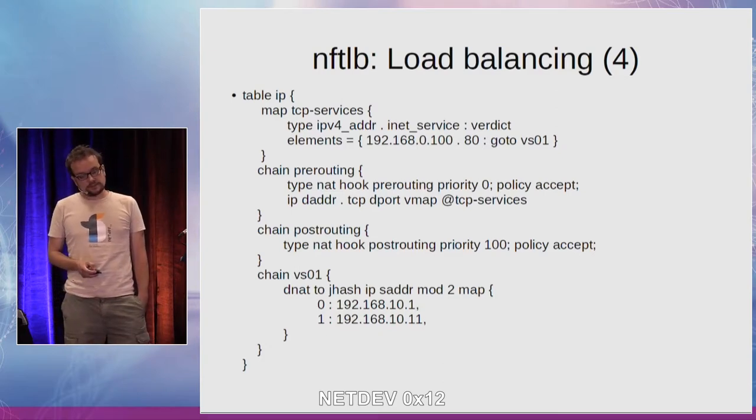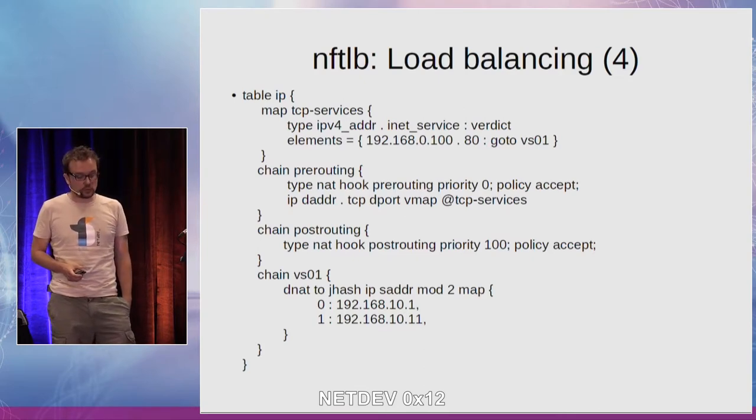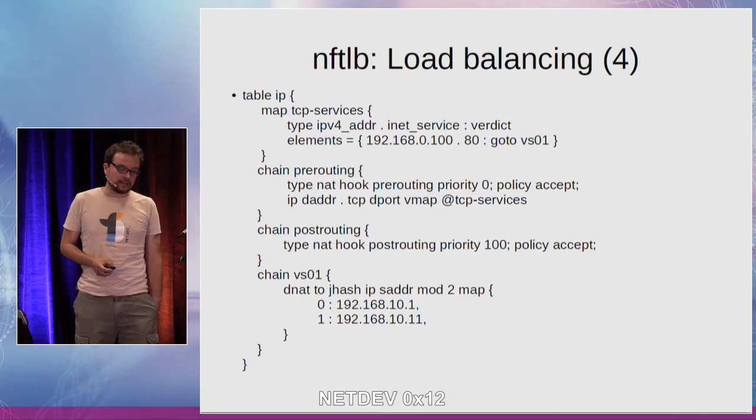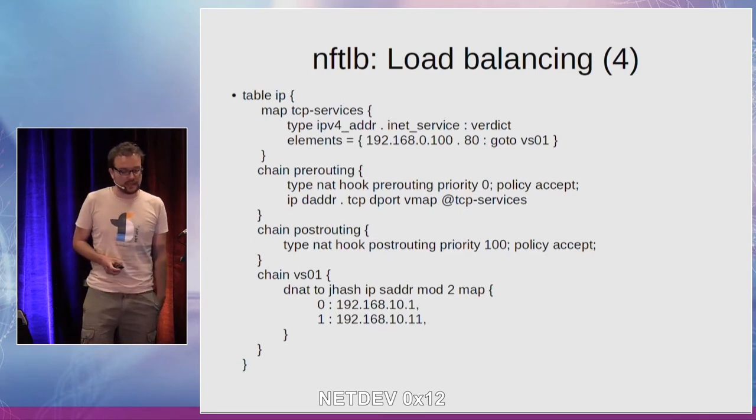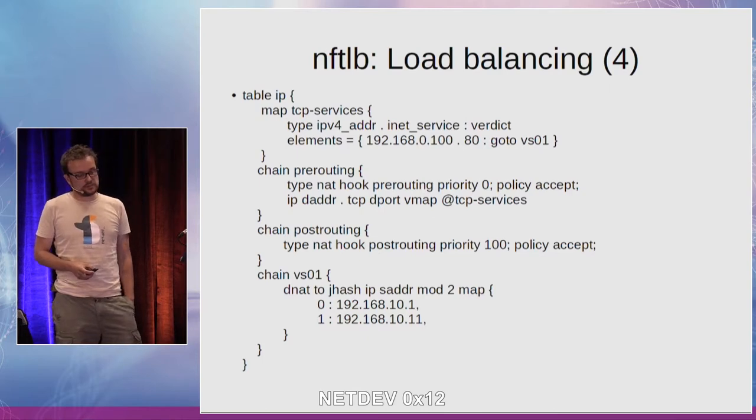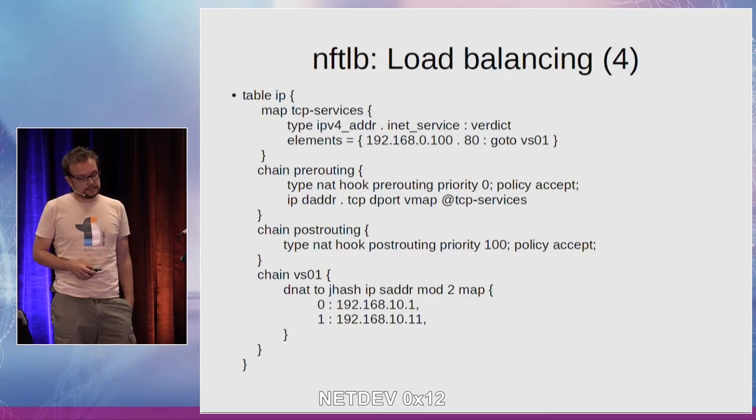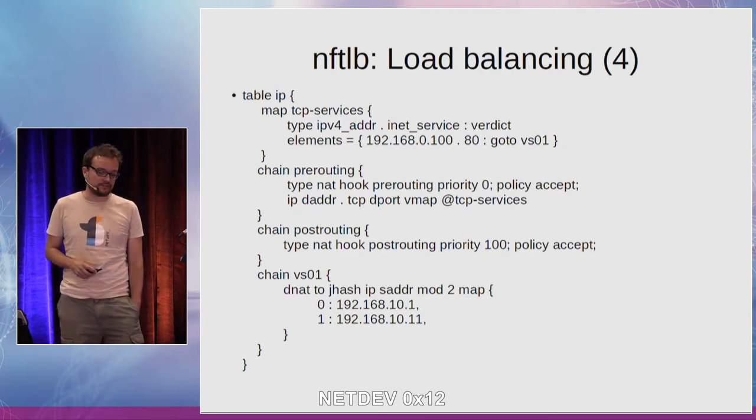So all that kind of flexibility that they want to have. What is happening from NFT is exactly something like this. This NFTLB is generating rules, and those rules look like this. It's creating a map, this map with the TCP services, which contains elements that are concatenations. Those concatenations are basically a tuple with the following components: IPv4 address, then the service, and a verdict.